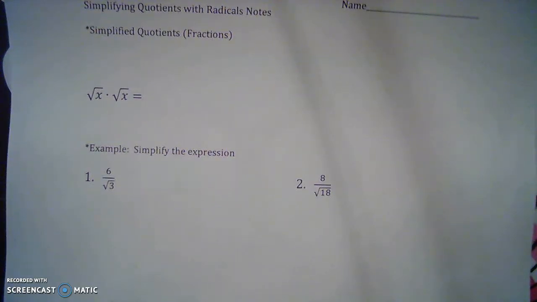All right, these are going to be the quotient with radicals notes. If you haven't already done the simplifying radicals and multiplying radicals, you will definitely need to do those first because you will have to do both of those things with what we're doing. So one rule in math is that you have to have simplified fractions or quotients when you have square roots. And what that means is there can be no radical in the denominator.